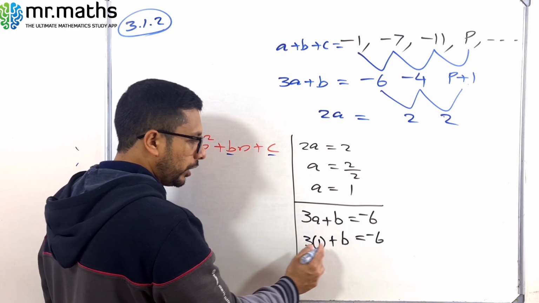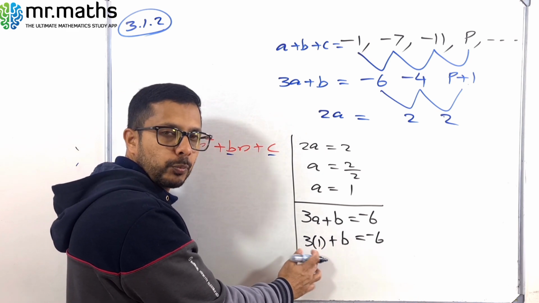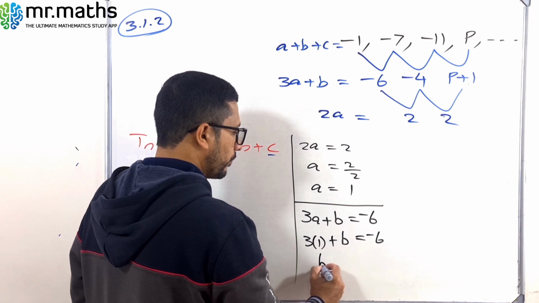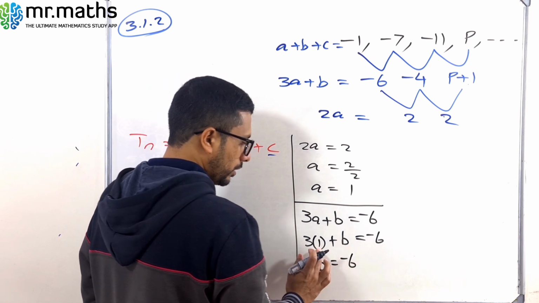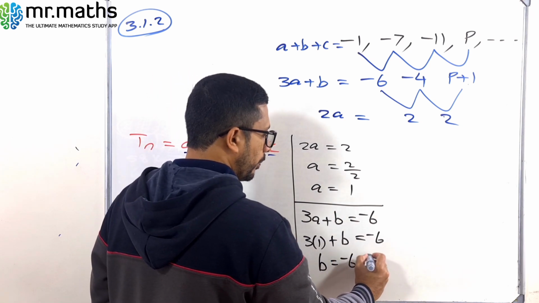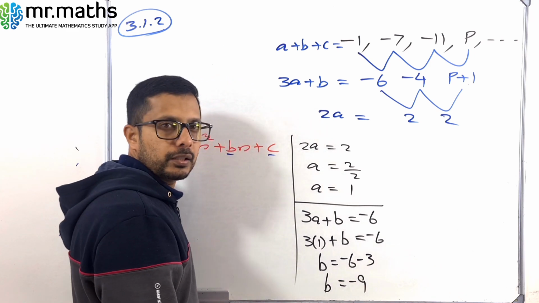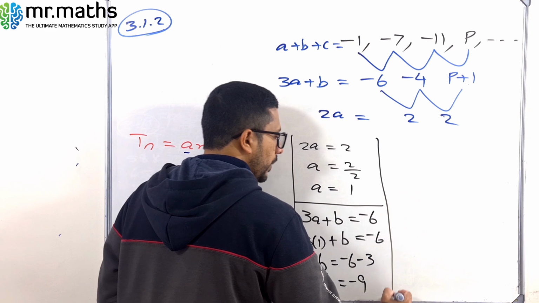minus 6. 3 into 1 is 3. Let's take that positive 3 to the other side, so it is negative 3. So what is b from there? Minus 6, and this 3 on the other side is minus 3. So the value of b is minus 9. So now we got the values of a and b.